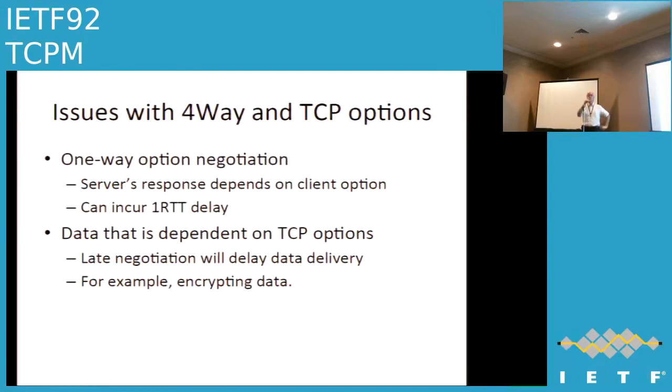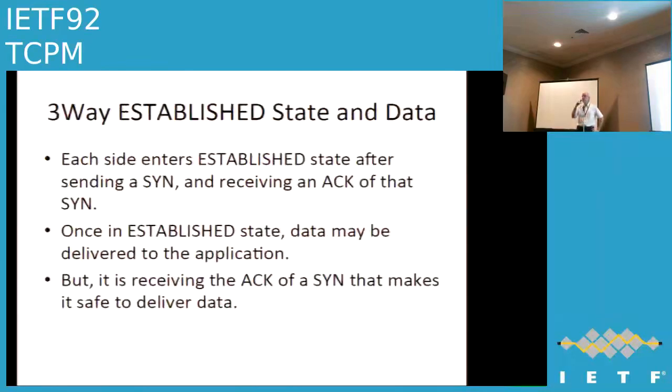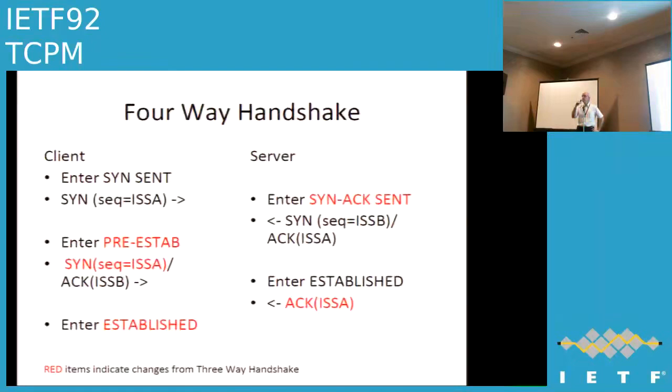Yuchon here. Can we go back to the state transition graph of the four-way handshake? Yes, this one. So what happens when the client sends the SYN ACK in pre-established state and some middleboxes drop it? Does the connection eventually just time out in pre-established state because that SYN ACK cannot be reliably delivered? If the client's SYN ACK is constantly dropped, then that's a problem.